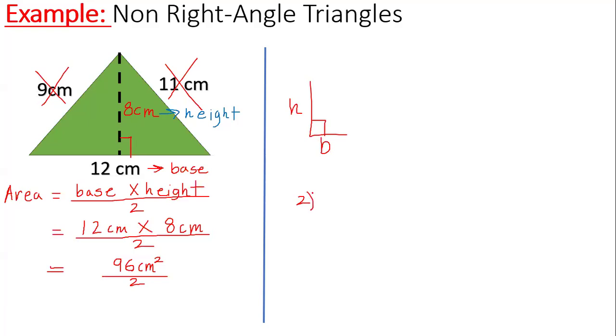Half of 96, that's going to be what? 2 goes into 9 how many times? 4 times. 2 times 4 is 8. 9 minus 8 is 1. Bring down your 6. 2 times what number gives you 16? 8. So it's going to be 48. That means that the answer here is going to be 48 centimeters squared.